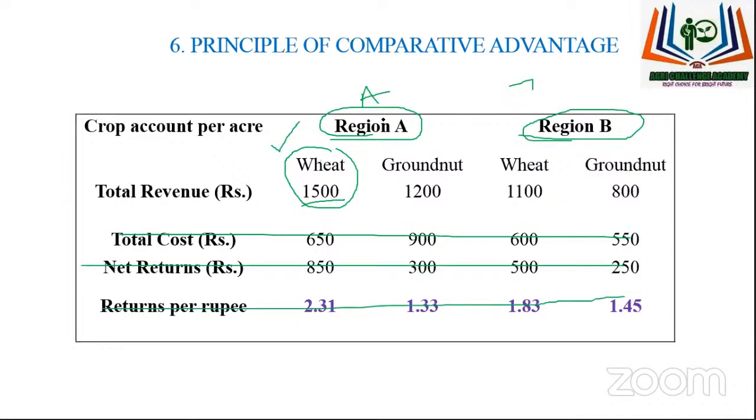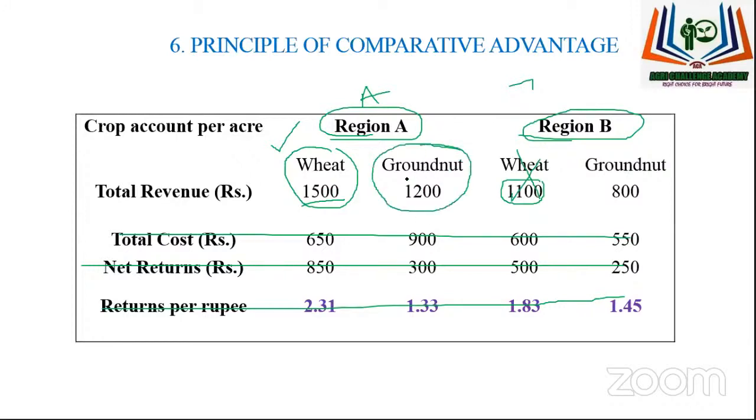Okay, wheat production in Andhra, total returns are 1500. In Tamil Nadu, wheat returns are 1100 rupees. So wheat is not good in Tamil Nadu. The returns in Andhra come from wheat production, which is good. Okay, next, groundnut.